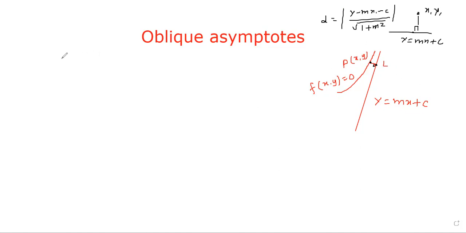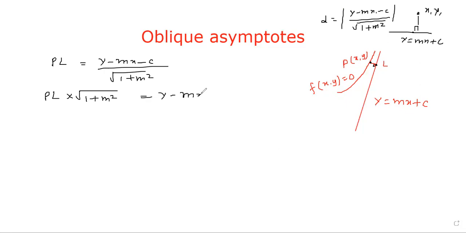So we write PL, which is the perpendicular distance, will be y minus mx minus c divided by root of 1 plus m squared. Or we can cross multiply: PL multiplied by root of 1 plus m squared equals y minus mx minus c. If we divide each term by x, we will get PL upon x times root of 1 plus m squared equal to y upon x minus m minus c upon x.